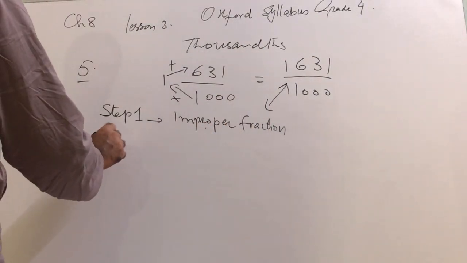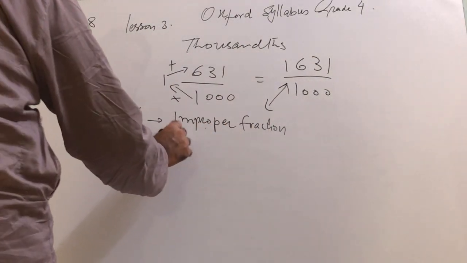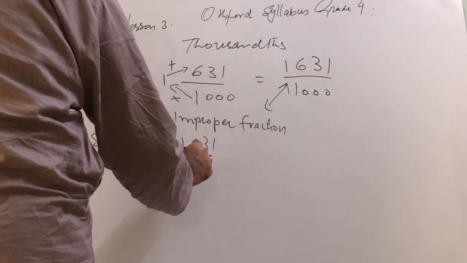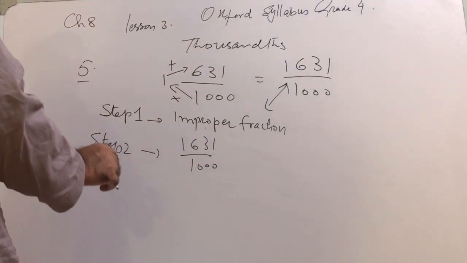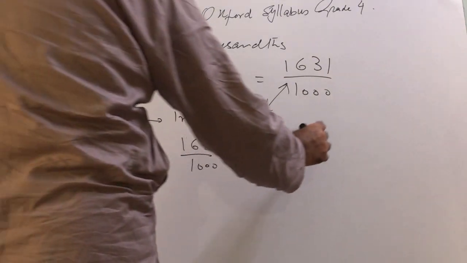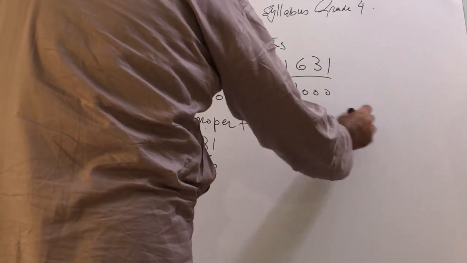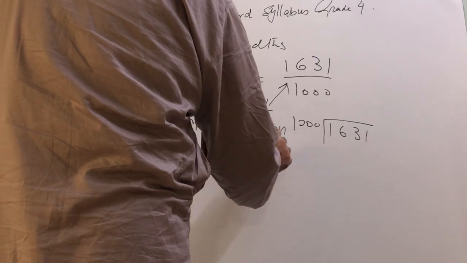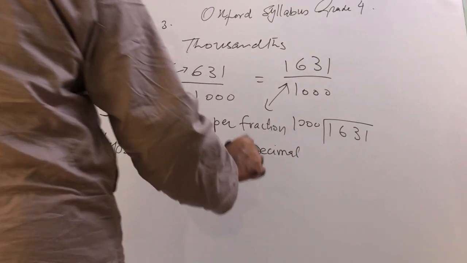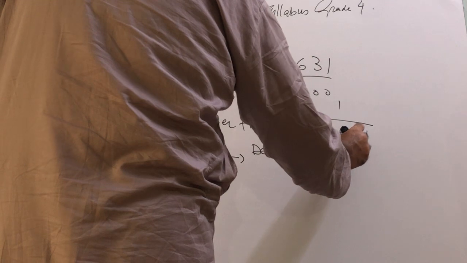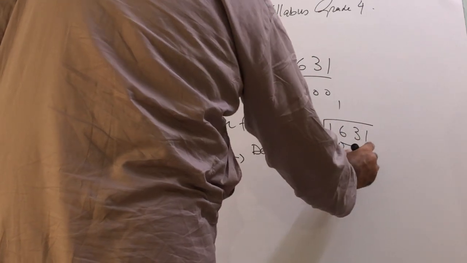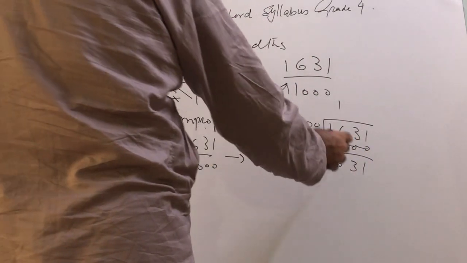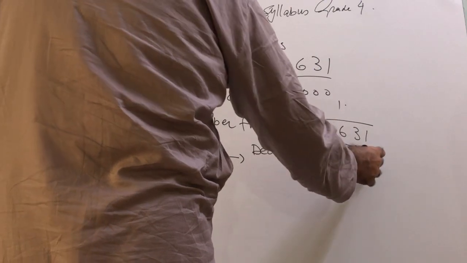So the step 2 is that this form, 1631 over 1000, we'll just divide the numerator with the denominator to get the result in decimal. So we need to convert it into decimal form. 1000 ones are 1000. I will be doing quickly. 631. Okay. It is smaller. Put point here. Put 0 here.